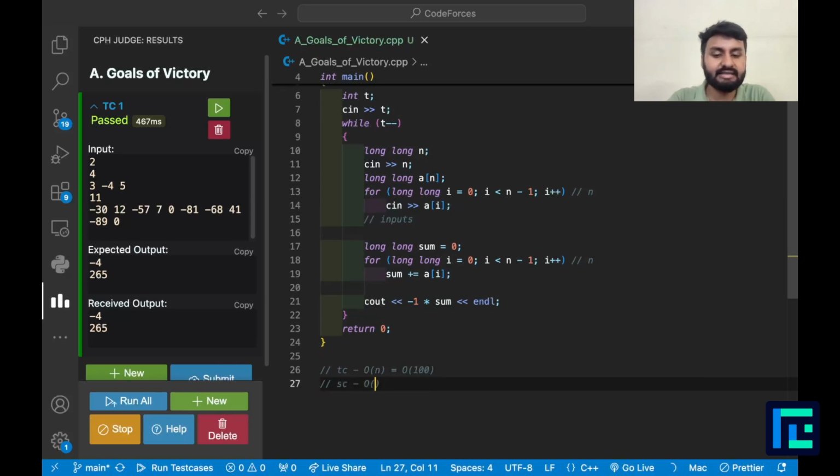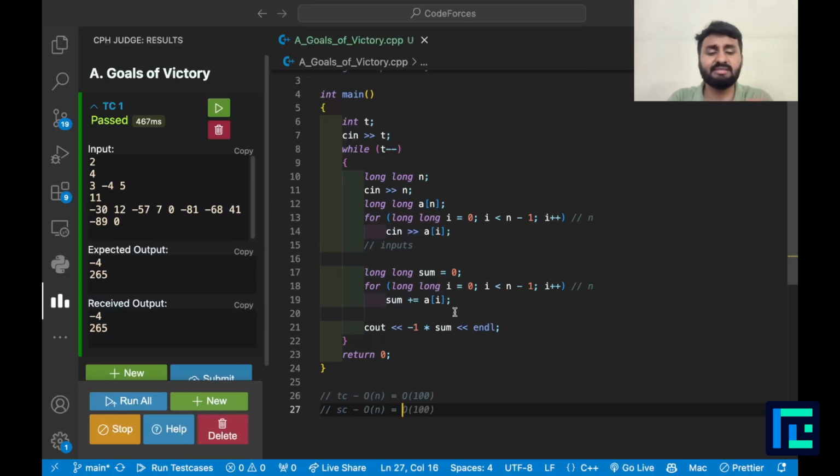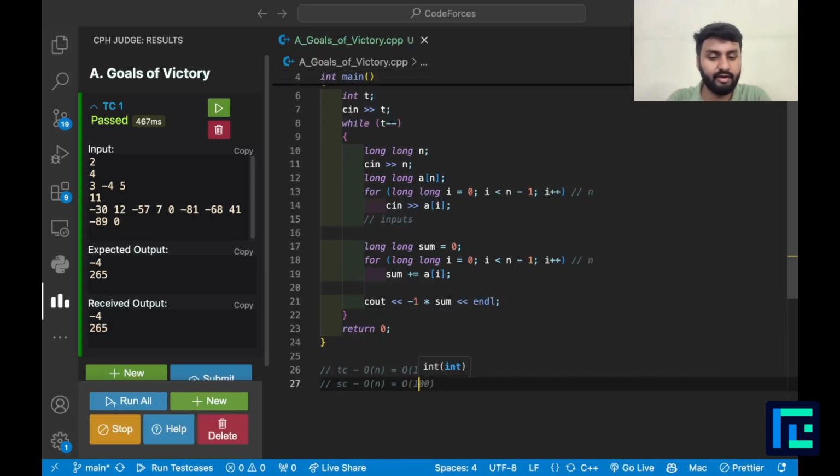And what about space complexity? Of course, it depends on the size of the array. So not exactly n elements, I have n minus 1 elements, but that's order of n. So I can call this O of 100 also. I'll be good to go.